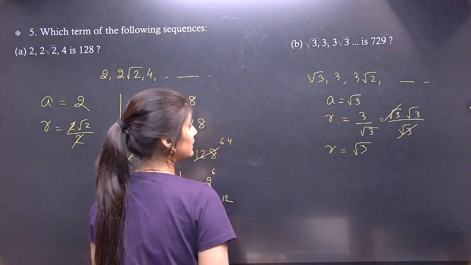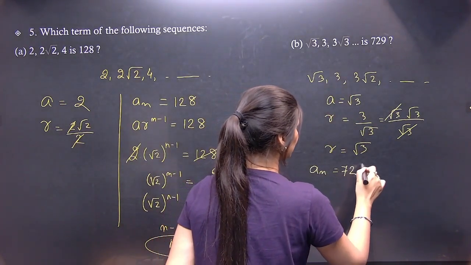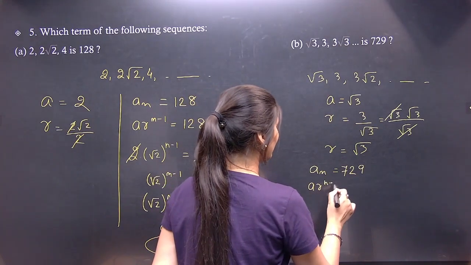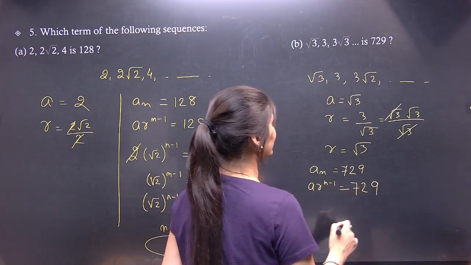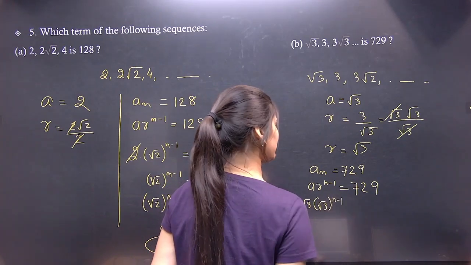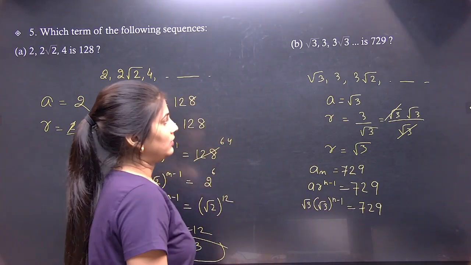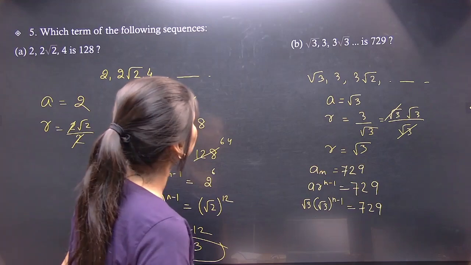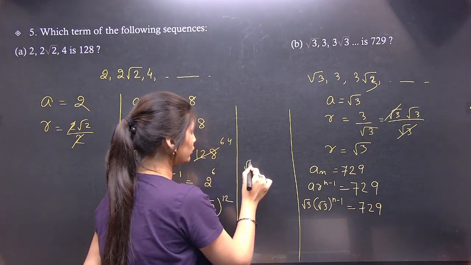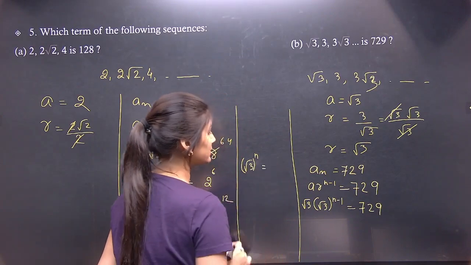Now we have to check that 729 will come at which place. So nth term is 729. So it is A R to the power n minus 1, 729. Now what is A? A is root 3. R is root 3, to the power n minus 1 equal to 729. This is 3 only. Okay. Now see, we can write root 3 to the power n minus 1 plus 1, that is n only. And here it is 729.